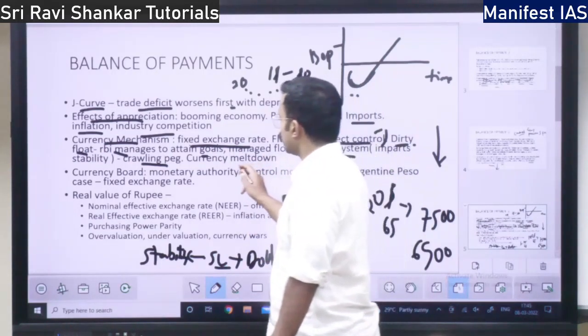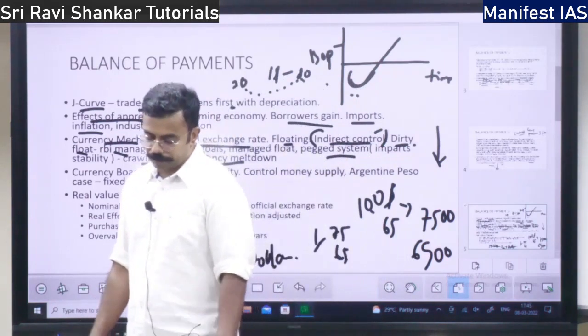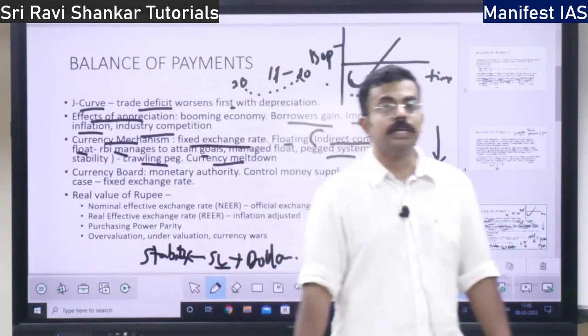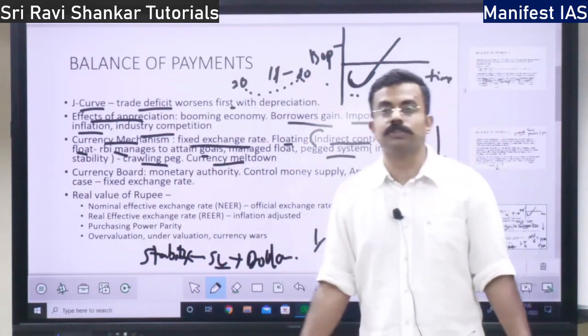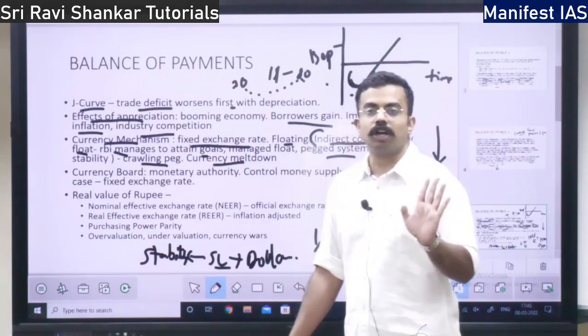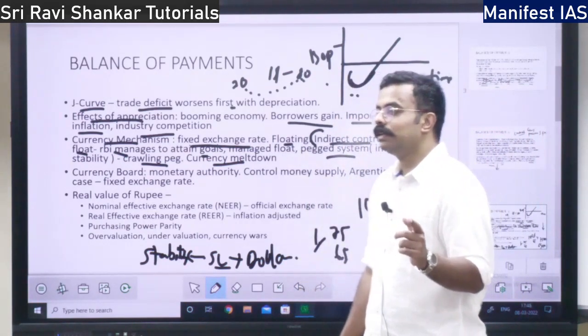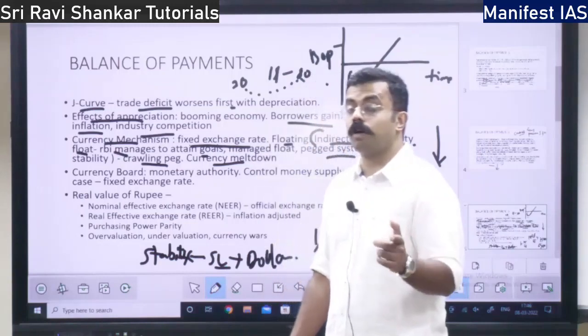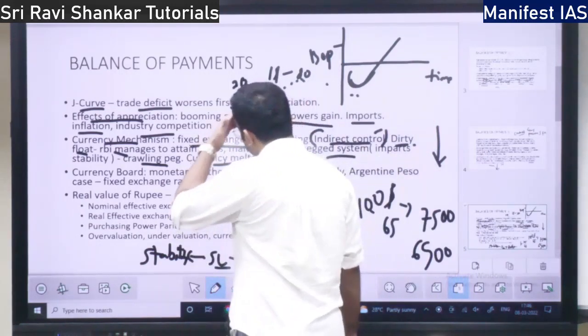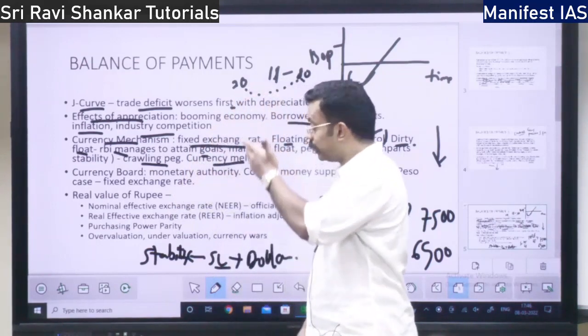Apart from that, there is currency meltdown. Currency meltdown means the currency loses its value. Even if you pay 1 crore rupees, you won't be able to buy a pound of bread. That is, the currency has lost its value. That happened in Germany post First World War, during the Great Economic Depression. This is the concept of currency meltdown.